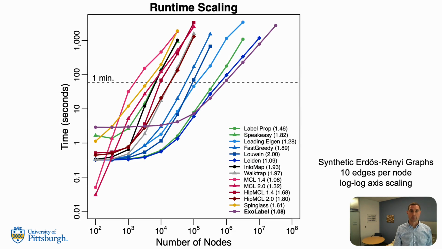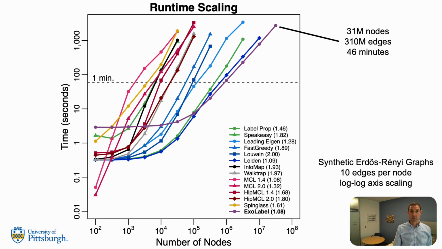Normally there's a trade-off between memory usage and speed, but as you can see from this plot showing the amount of time it takes to detect communities in a network versus network size, ExoLabel is one of the most competitive in terms of speed as well. Many of the different algorithms have linear or linearithmic scaling, allowing them to process very large networks in reasonable amounts of time. But some of the popular ones, like MCL and HipMCL, have above linear and sometimes quadratic runtime scaling.